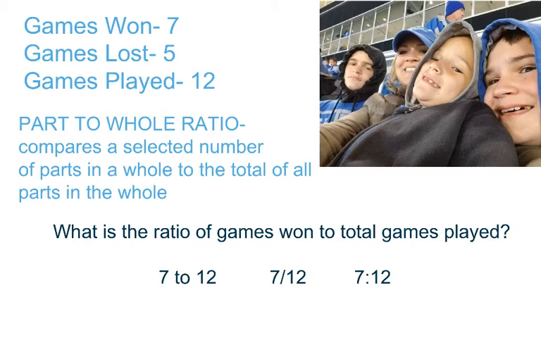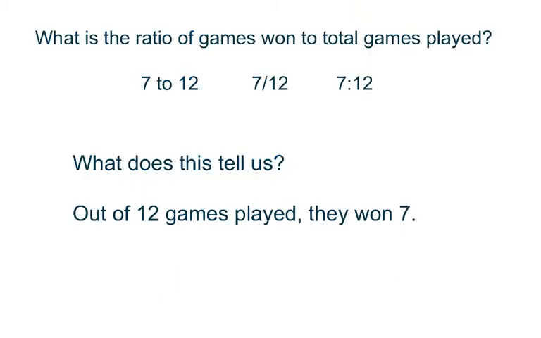Notice the ratio written in the 3 different forms. But you will see that this ratio cannot be simplified because the only common factor of 7 and 12 is 1. This ratio tells us that out of 12 games played, they won 7.